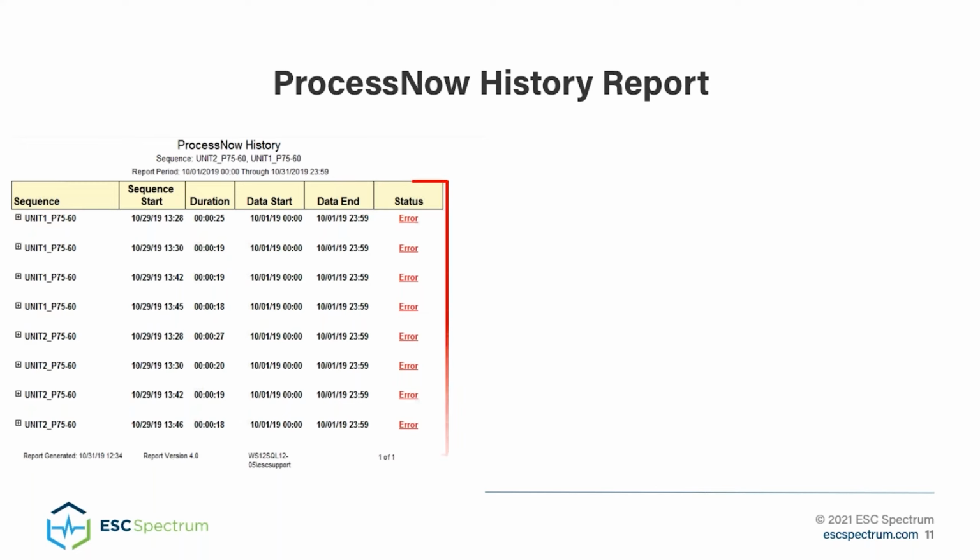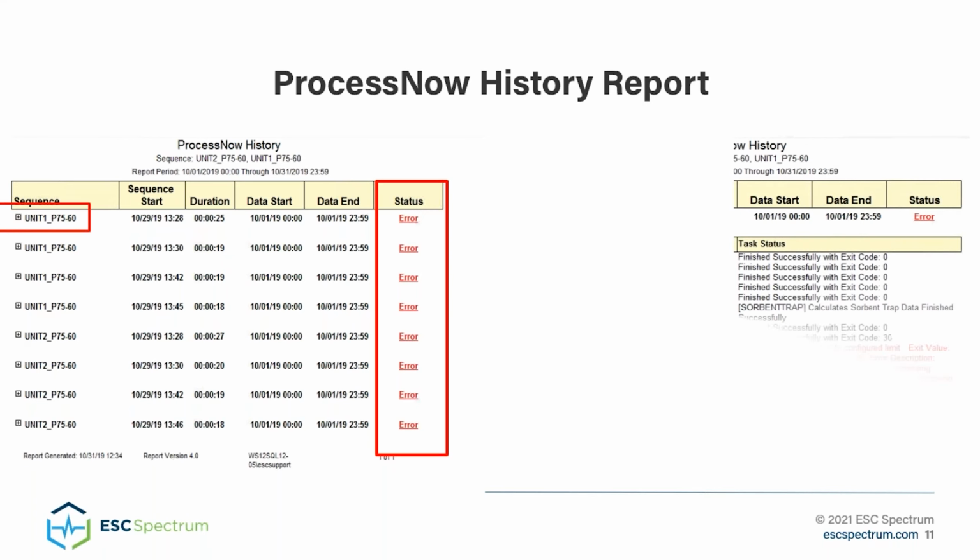This is exactly what you don't want to see. We see here that the Unit 1 daily ProcessNow has been failing. You can tell that it's been failing by the red error status. To start your investigation, you can hit the plus arrow next to the sequence name. That'll show you which task the ProcessNow failed on.